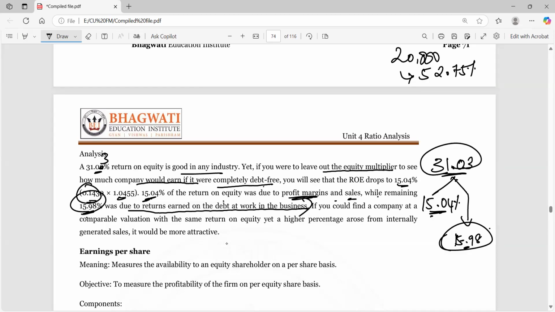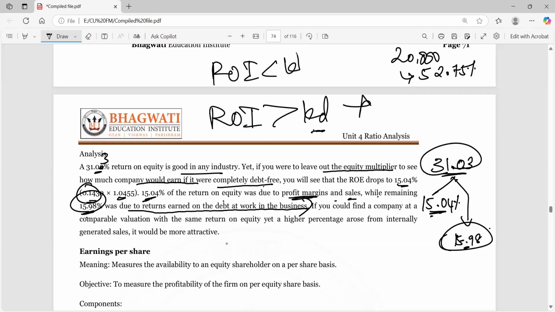In case of more borrowings, if the company is generating extremely high profits, it is beneficial for the company. That is what we discussed. Return on investment greater than cost of debt: it is advisable for the company to take debt. Return on investment less than cost of debt: it is better to avoid debt in the capital structure. First point that we discussed in capital structure.